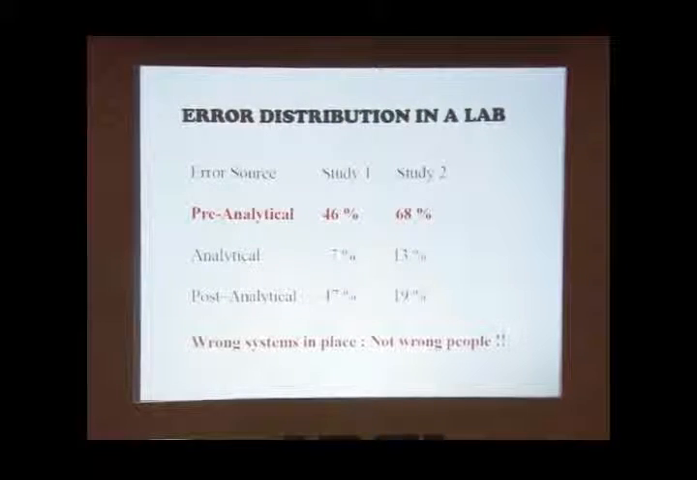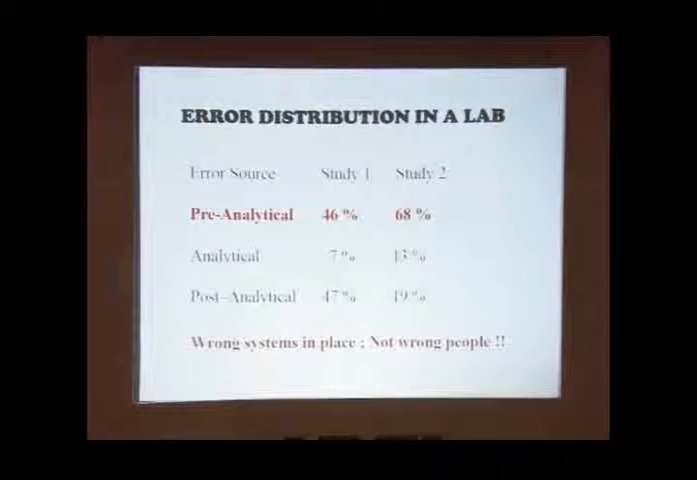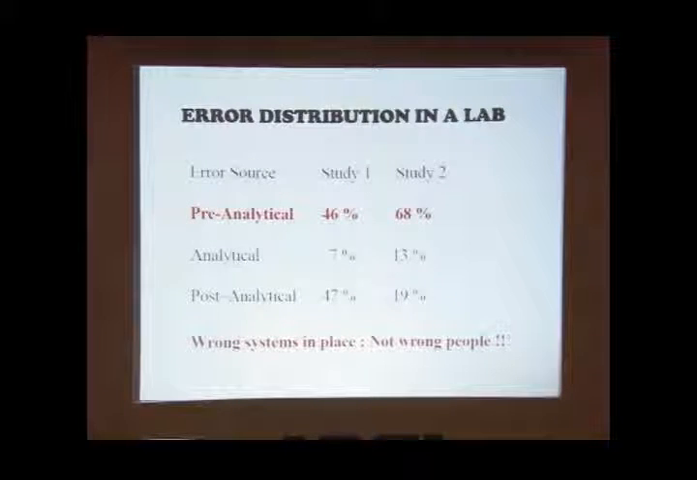Now, if you look at the error distribution, again, there are a number of studies, hundreds of studies. I've just taken the example of 2 studies where the pre-analytical errors range from 46% to 68%. And analytical errors actually is a very small fraction, 7 to 13%, but this is where we all concentrate. And post-analytical errors again range from 47 to 19%. So actually all this shows that there is a wrong system in place, but not wrong people. So we don't actually pay more attention to the system, and that is why all these errors are caused.